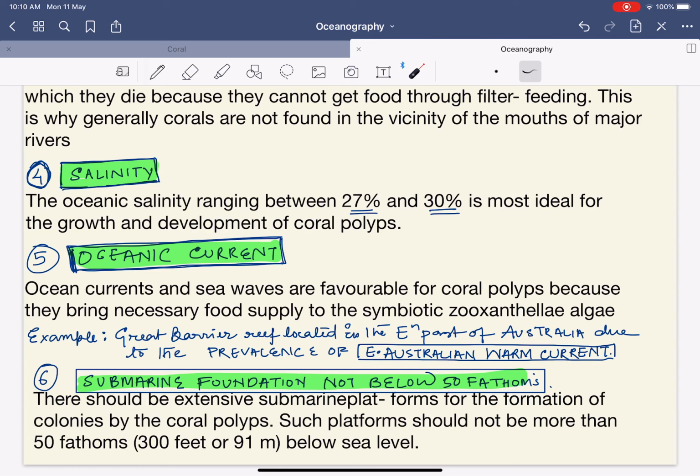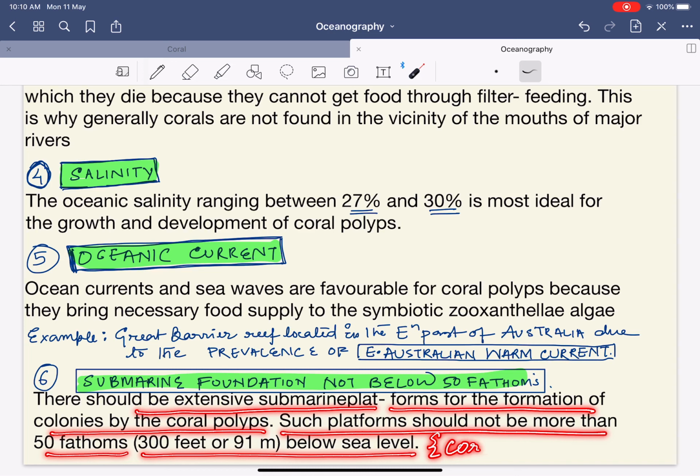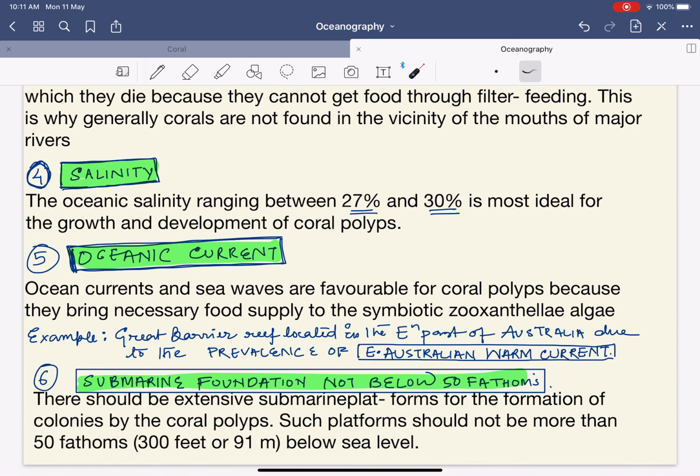Next, submarine foundation not below 50 fathoms, or 300 feet. See, first of all, there should be an extensive submarine platform for the formation of the colonies of the coral polyps. Such platforms should not be more than 50 fathoms or 300 feet. However, we have coral reefs which are below 300 feet, and we still don't know how they have come into existence. This is for clarity. This is something that is still under research.